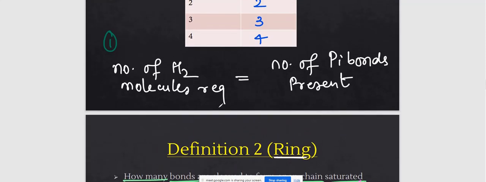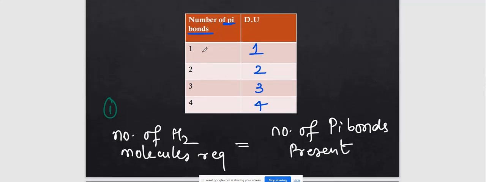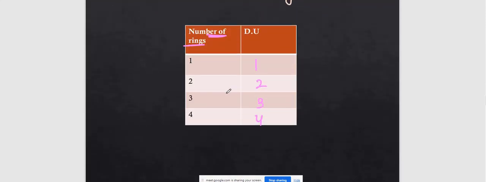Number of hydrogen molecules required is the number of pi bonds present. And yes, the number of hydrogens required is nothing but DBE, right? Yes, ma'am. Now see this table. Pi bonds 1, degree of unsaturation 1. So how many pi bonds are present? That much is the DBE. How many rings are present? That much is the DBE. Are you clear with these two tables?